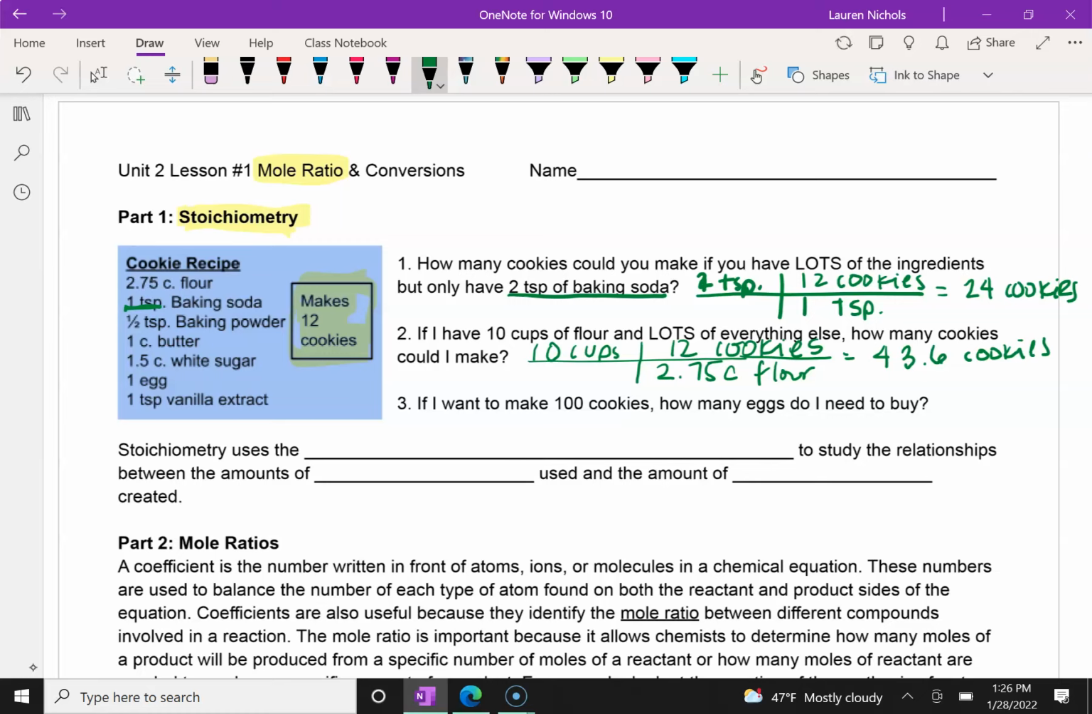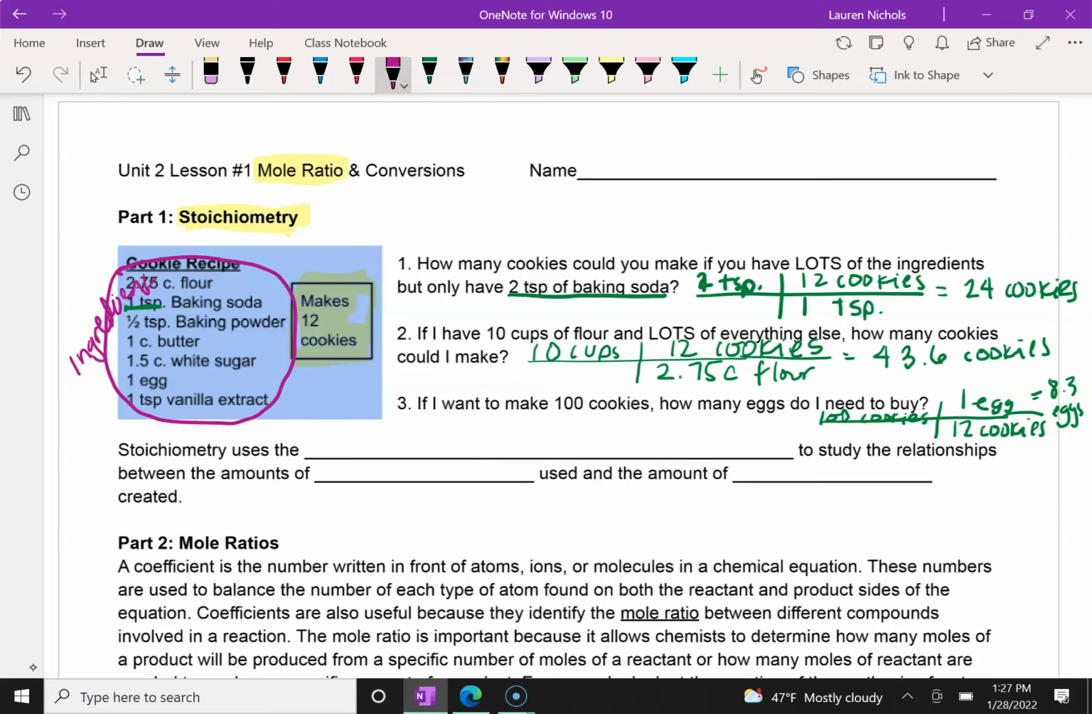And then number 3 says, if I want to make 100 cookies, how many eggs do I need to buy? Well, if I want to make 100 cookies, we know that 12 cookies require 1 egg. So that means 100 cookies divided by 12 means that you're going to need about 8.3 eggs. So you're probably going to want to go through several batches for that.